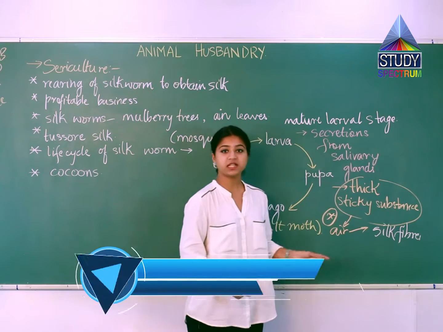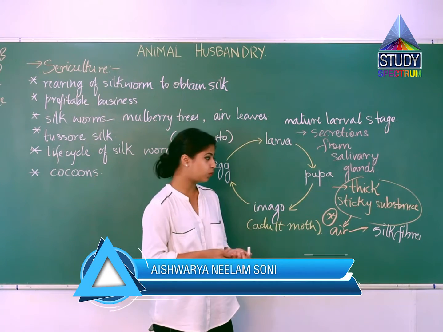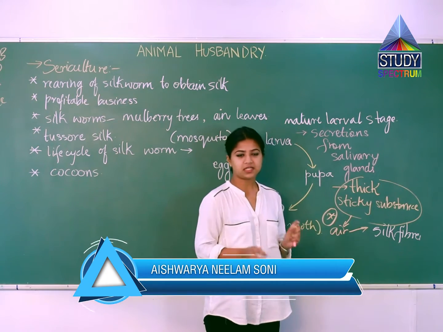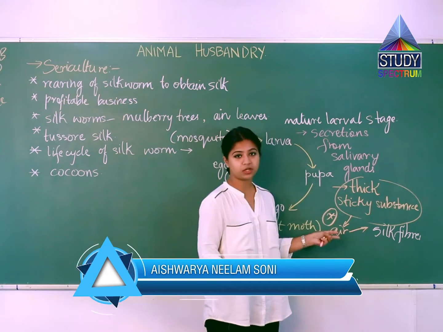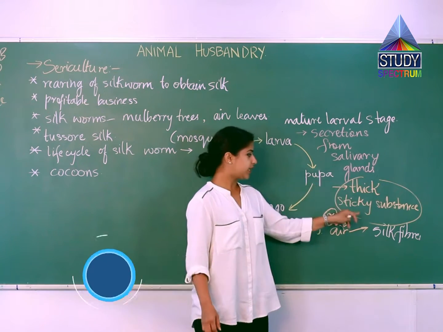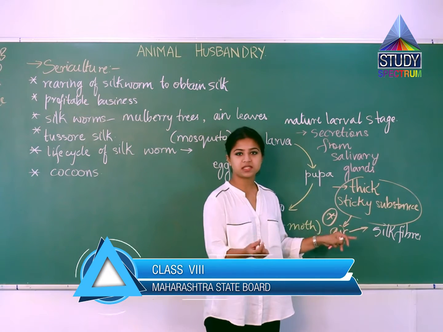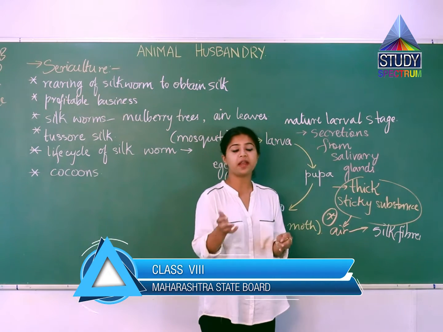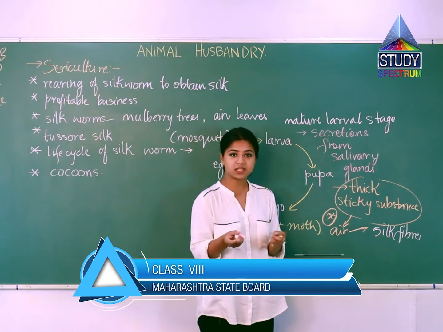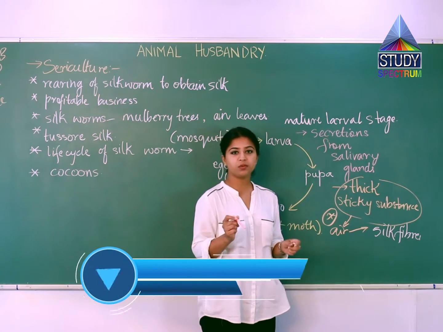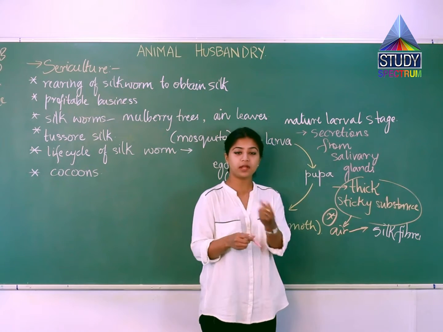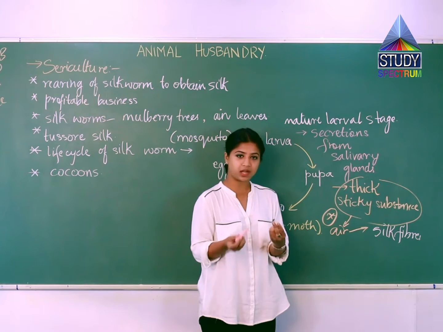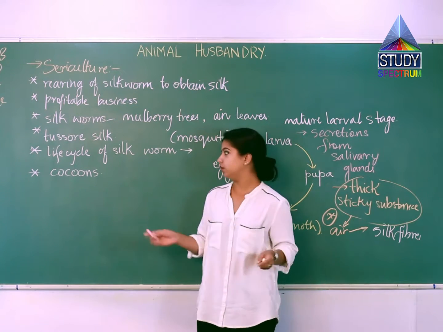Now, of course, obtaining silk is not a very easy process. We know that the end result is silk fiber, but how is it really obtained? These thick, sticky substances came in contact with the air and formed thick threads. What a larva does is keep packing itself along with this thread and make a cocoon.